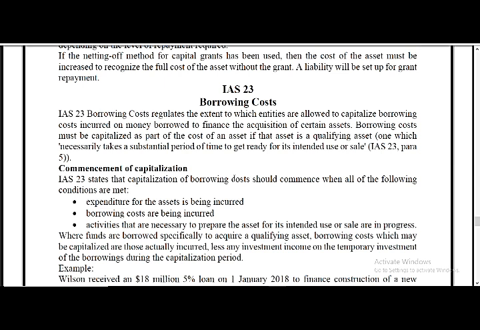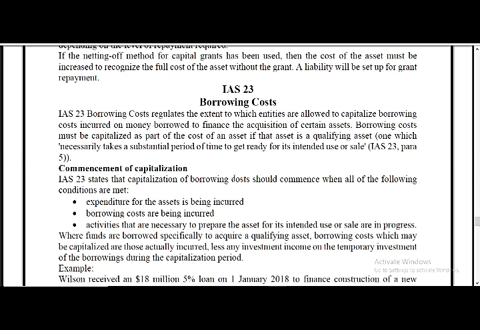See, if an entity borrows some money to build a non-current asset, to build some building, let's suppose, on that borrowed money they are paying interest, right? I have a question. Why are they paying interest on that borrowed money?